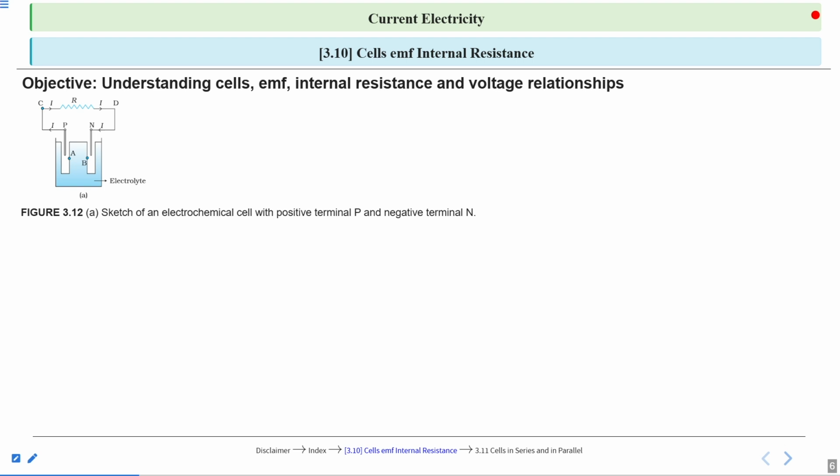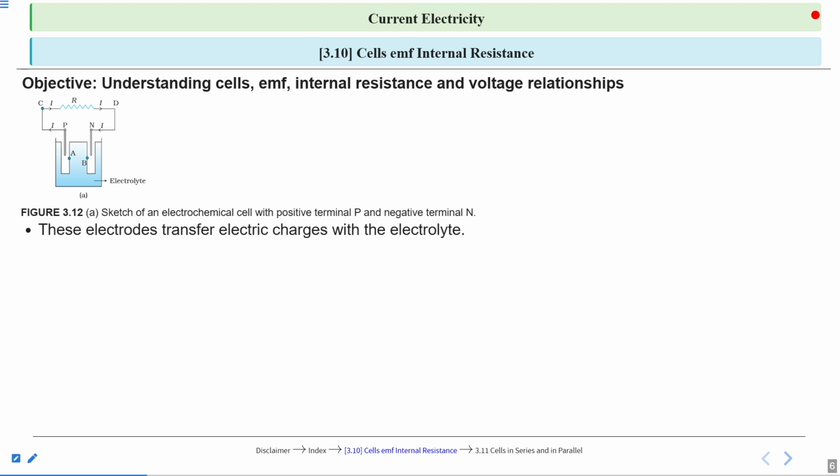Now we are concerned with figure 3.12 A. These electrodes transfer electric charges with the electrolyte. You may have seen the chemical reactions in chemistry; we are not going to discuss them in detail, but you know how the electrochemical cell works. The electrodes exchange electric charges, or ions, with the electrolyte.